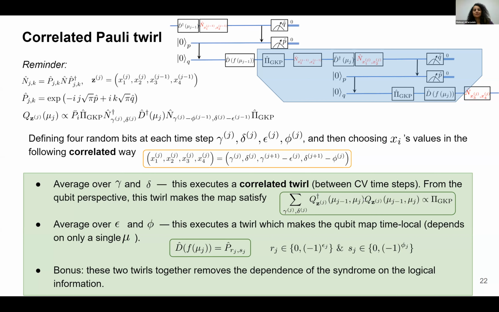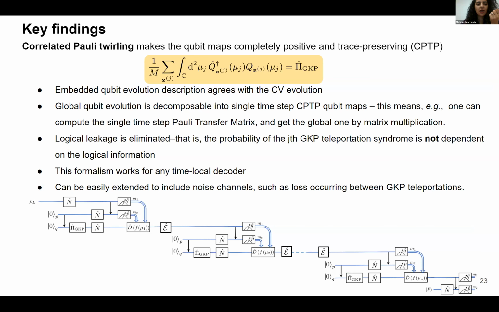And then what we get as a bonus is that if you do both twirlings together, you can remove the dependence of the syndrome on the logical information. And that's an extra thing that we get with using this technique. So what we achieved with this formalism is that we defined qubit maps, which are CPTP, so meaning that they are genuine qubit channels, and they satisfy these properties.